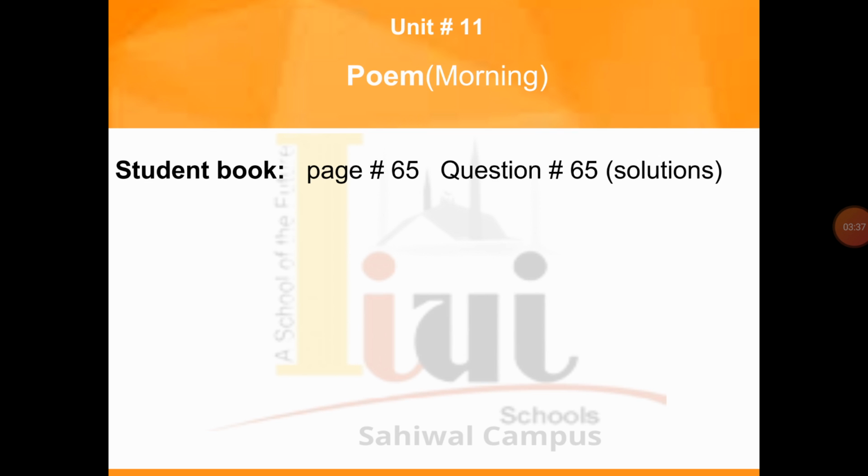Okay. Dear students, from students book page number 65, we are going to do question number 1. I have mistakenly written here question number 5. Actually, it is page number 65, but the question number 1. And the question is, use the correct word to finish each sentence. If you are not sure, check the meanings in a dictionary. Okay.